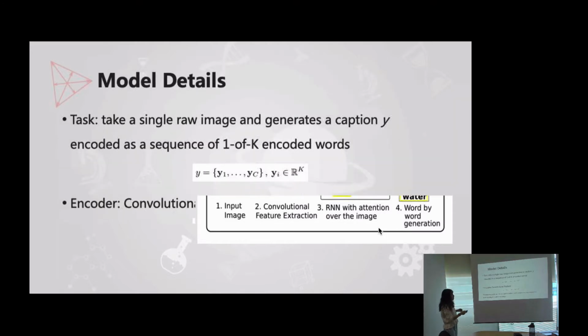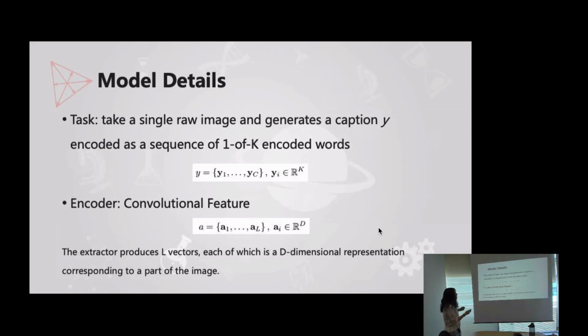So let's go into the model detail. We first define the task. The task is to take a raw image and generate a caption Y. Y is a sequence of one-of-K encoded words, and C is the length of the sentence.